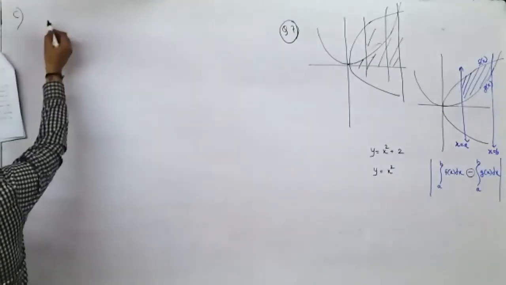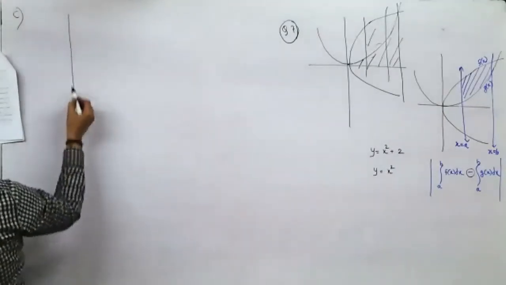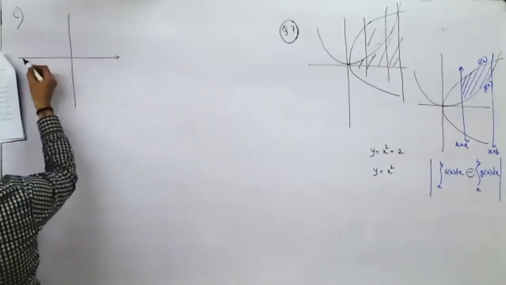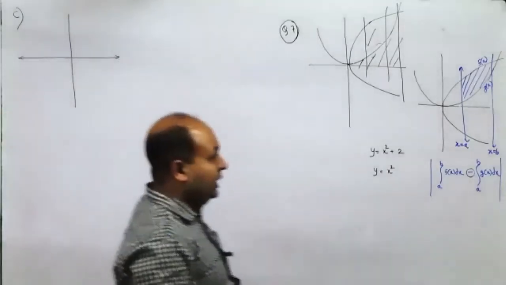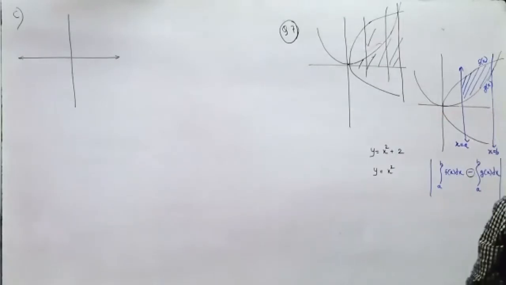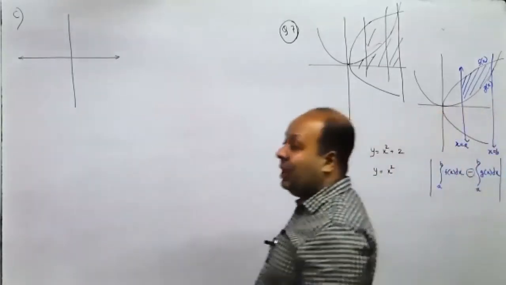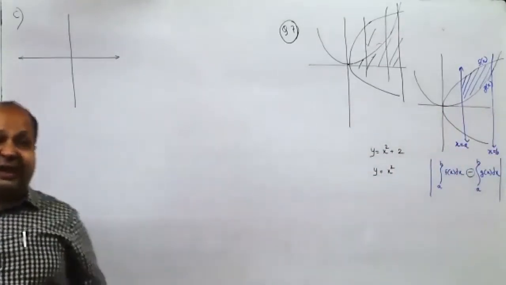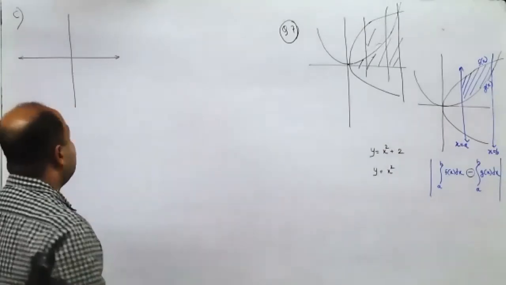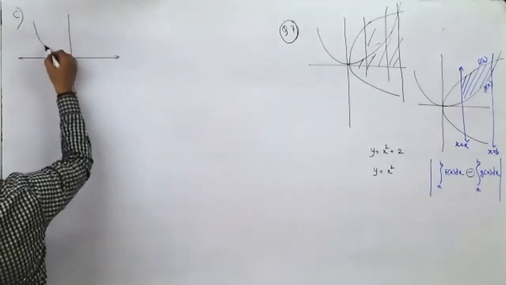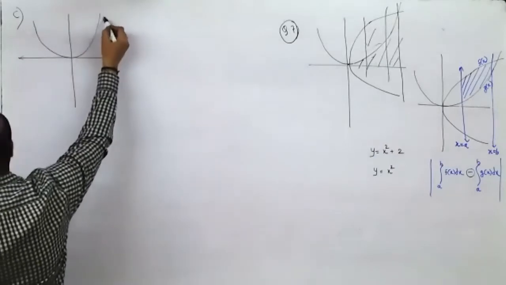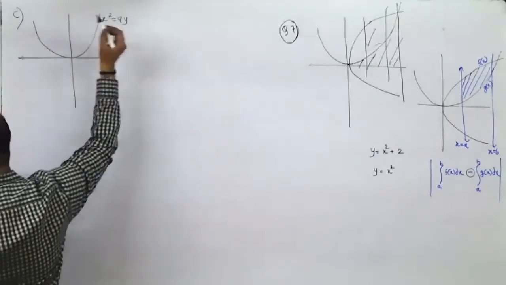Here, C, the area bounded by the parabola x square equal to 9y. When I say x square equal to 9y, it means it is symmetrical about the y-axis and the positive y-axis. So it is x square equal to 9y.